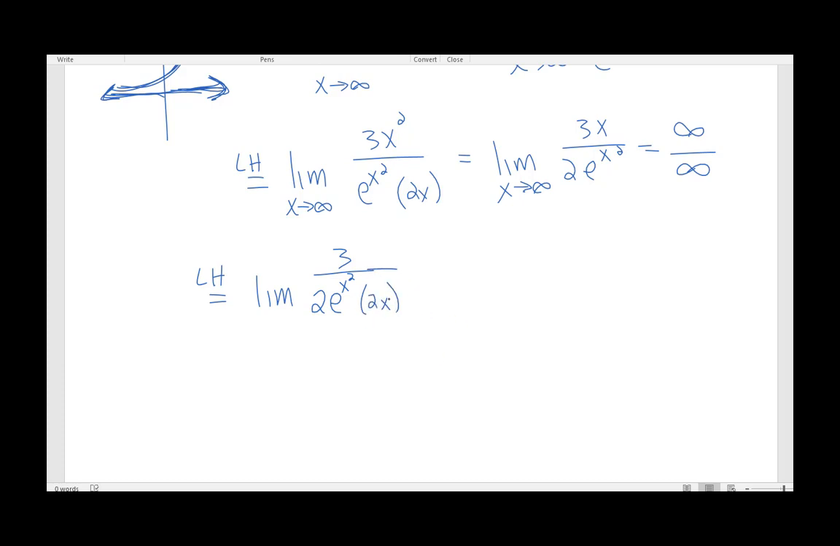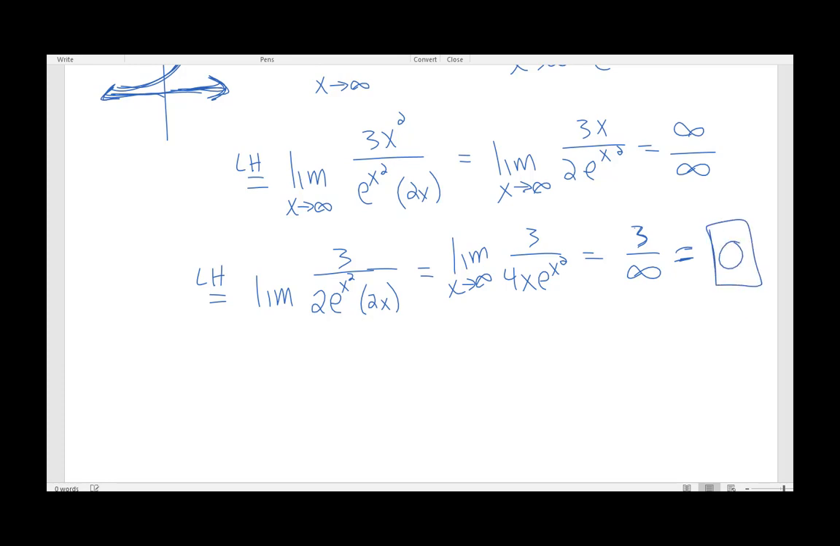So let me just clean this up a little bit. All right, this is 3 over 4x e to the x squared, and the limit is x goes to infinity. Now I see the numerator is going nowhere, right? It's constant, so the limit of a constant is just the constant. And then in the denominator, I get infinity times infinity, right? X goes to infinity, e to the infinity goes to infinity. Infinity times infinity is most definitely infinity, and then that's going to go to 0.